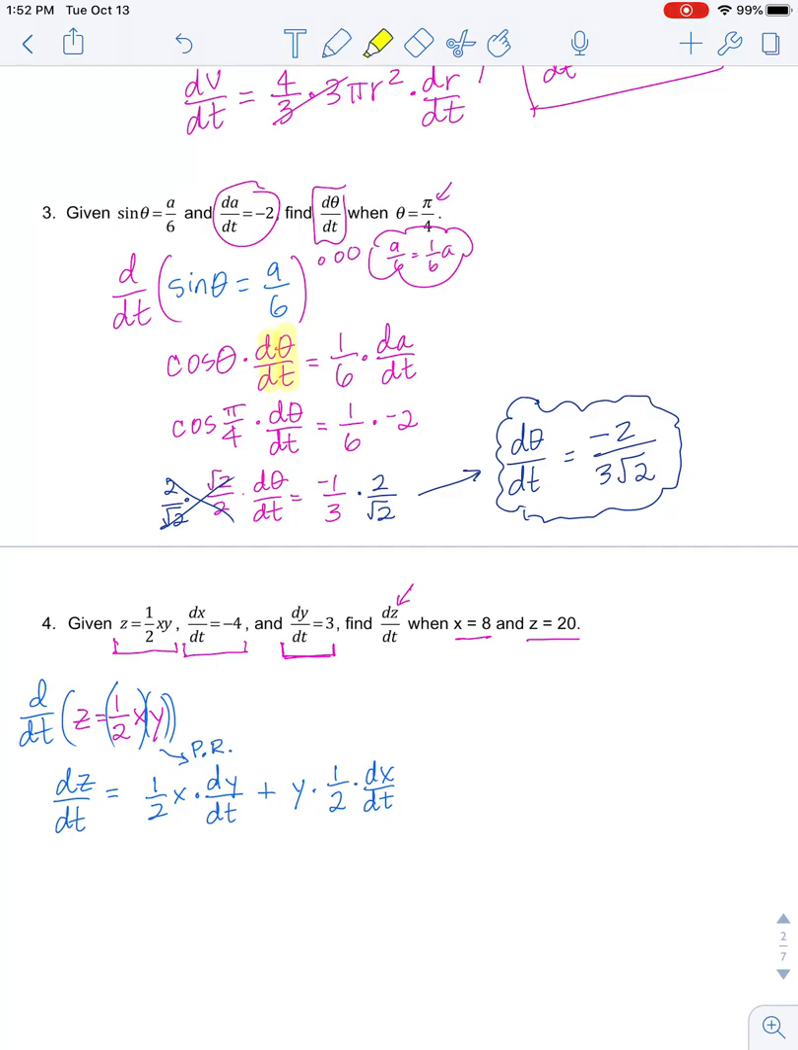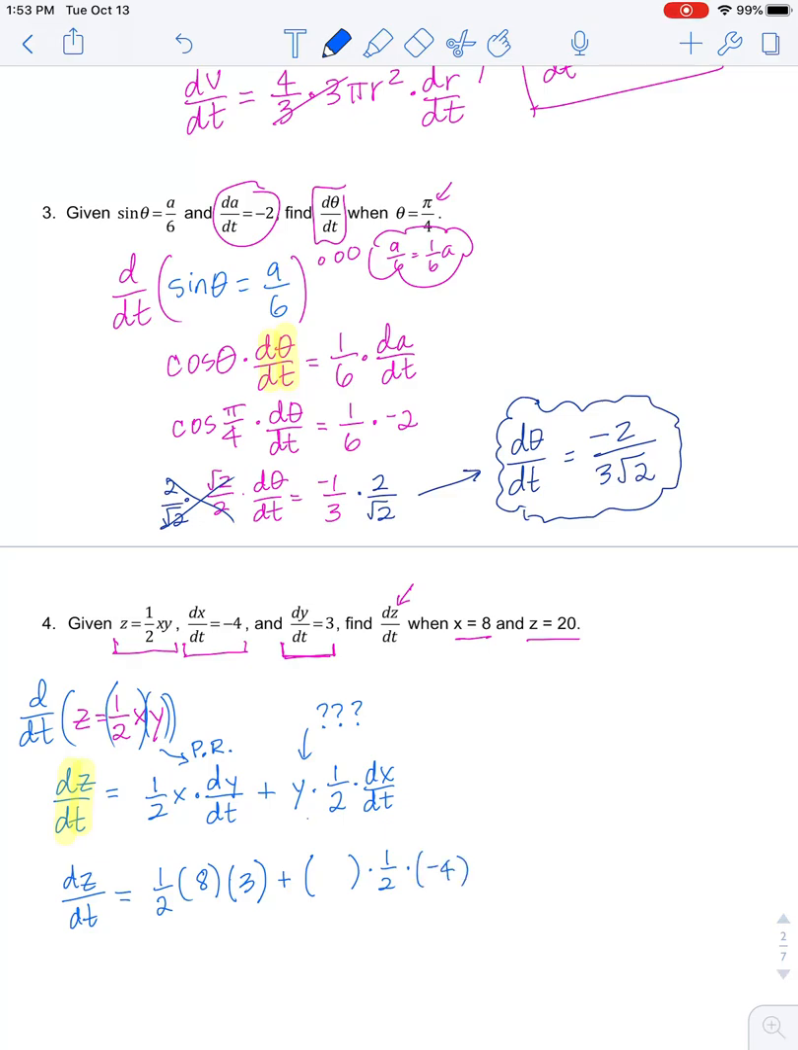Now, I'm finding dz dt, so actually this side is going to remain my variable, and then I'm going to plug in the other information along the way. 1/2 x is 8. Dy dt is 3. Y, how can I get y? Leave a blank there, times 1/2, and then dx dt is negative 4.